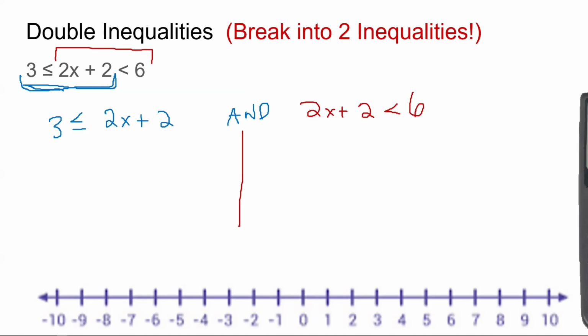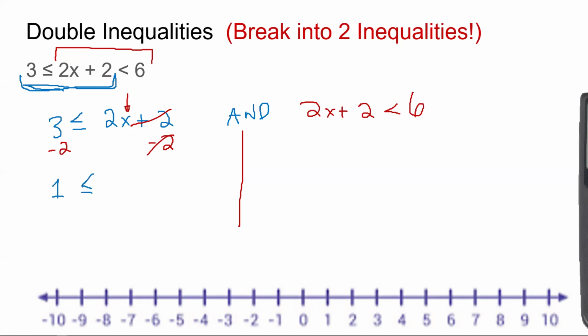Okay. And then just solve those independently. And what this is going to give us is some kind of range, either in between 2 points or outside of 2 points. So let's see what happens here. I'm going to come in and subtract 2, just like solving regular equations. Get that x by itself. Let's get rid of the addition subtraction stuff first. And 3 minus 2 would be a 1.